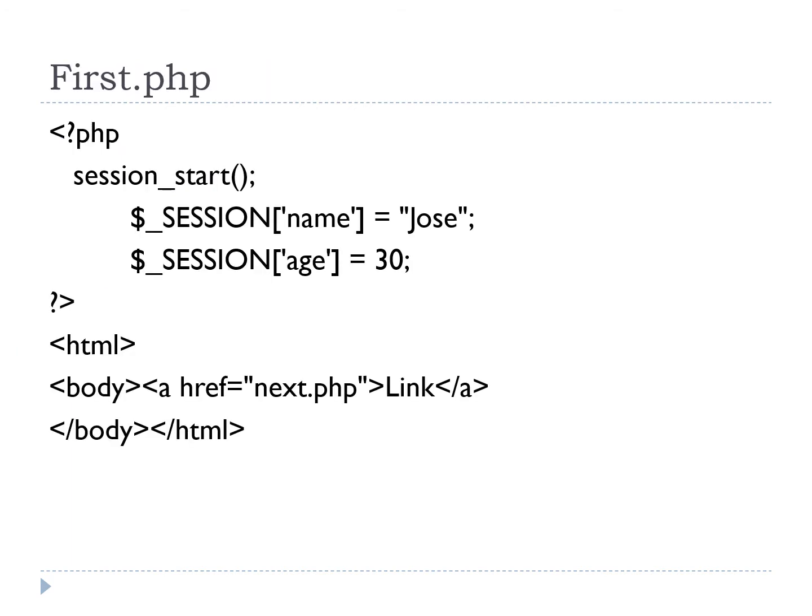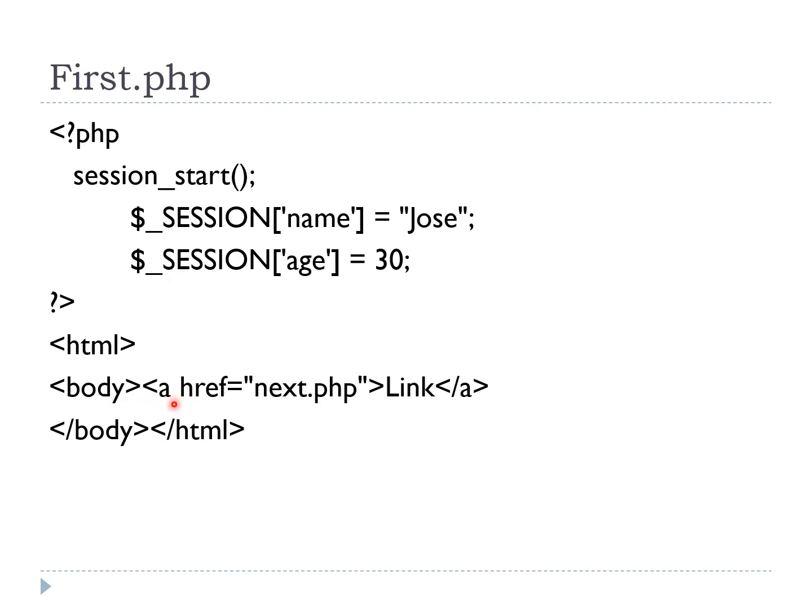This is an example related to sessions. The name of this web page is first.php. Here is a PHP starting tag, and in it a session is created. The first function is the session initiation function, session_start. Then $_SESSION['name'] is equal to JAWS, and $_SESSION['age'] is equal to 30. So two session variables are created. The first variable is name, and the data is JAWS. The second variable is age, and the data is 30. Then after that, the HTML tag is opened.